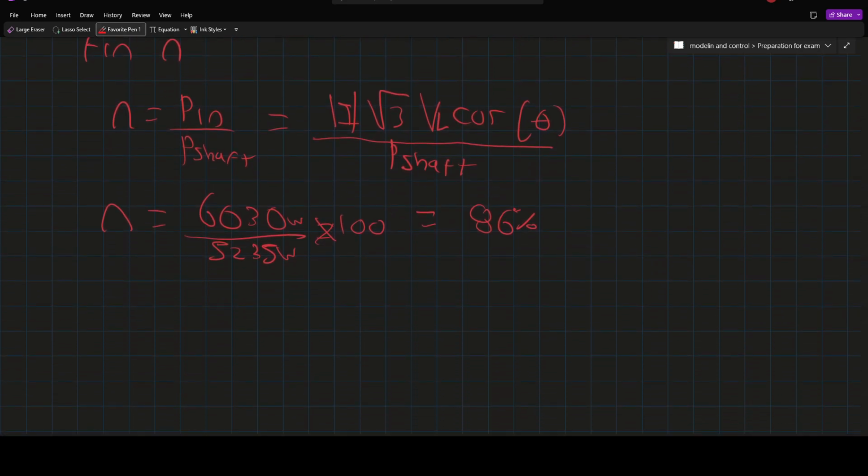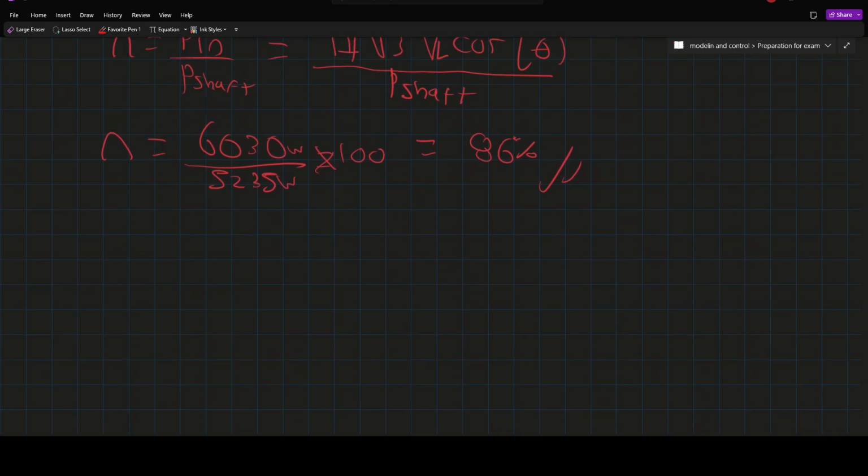Okay, and now let's do an exercise for an asynchronous motor.